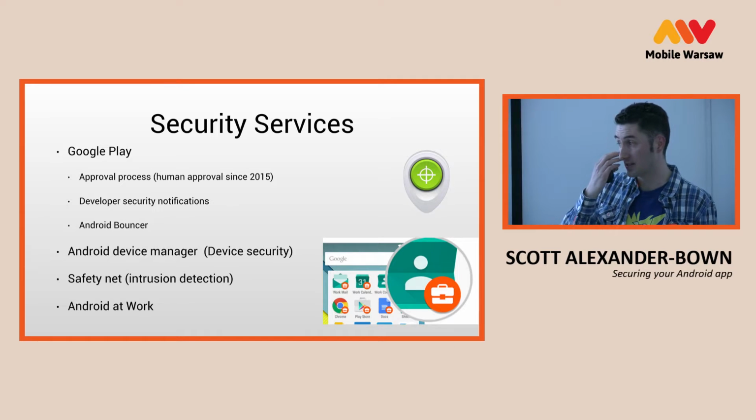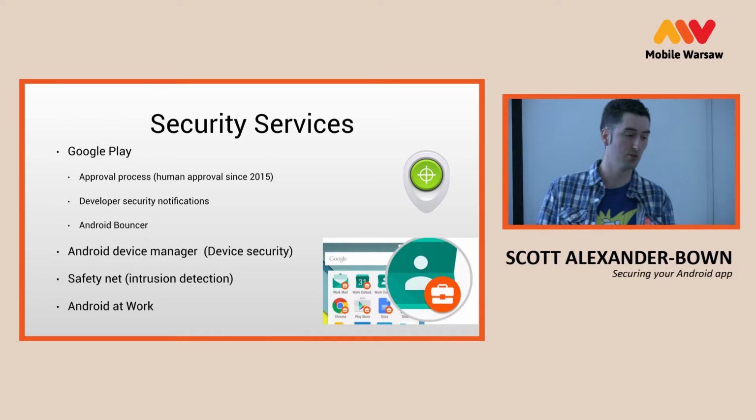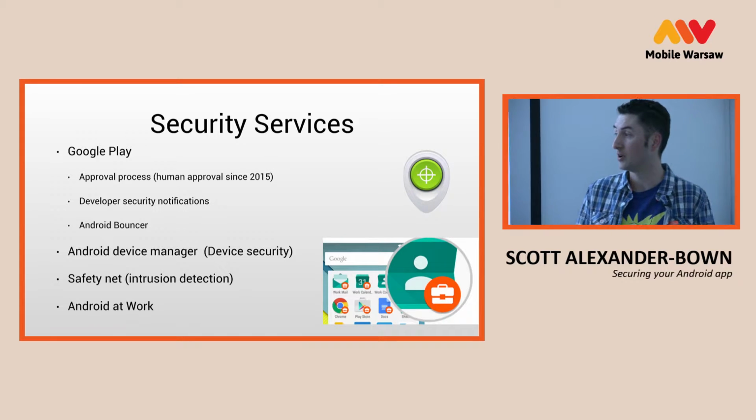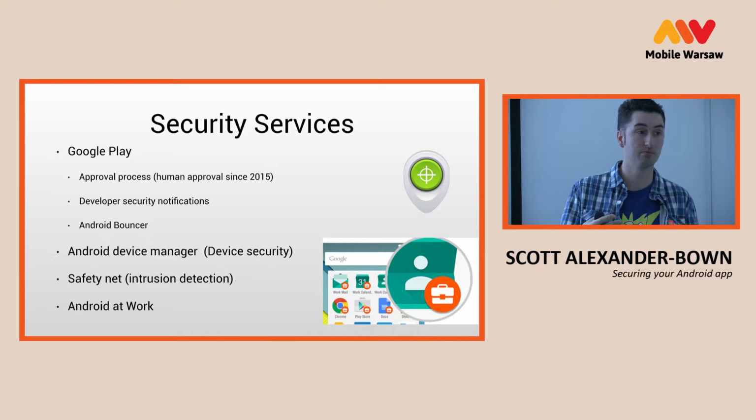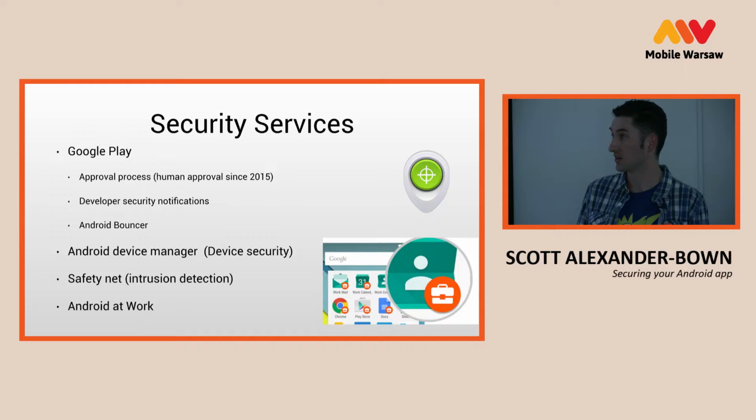And then just lastly, there's Android at Work, which is a way of segregating your business and personal apps on the same device, but they're on separate encrypted partitions, and you can keep that data completely separate.